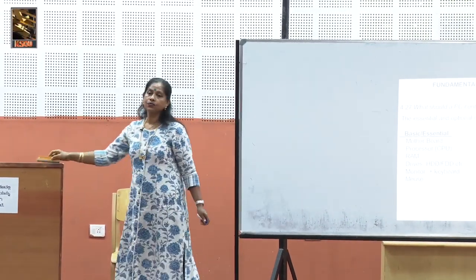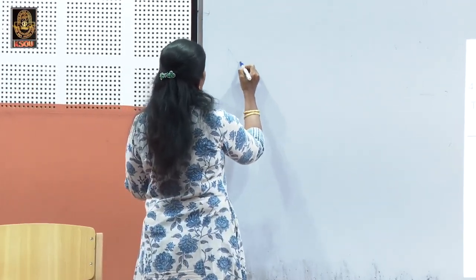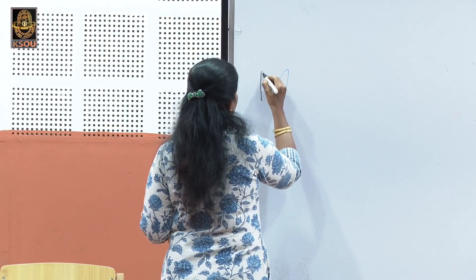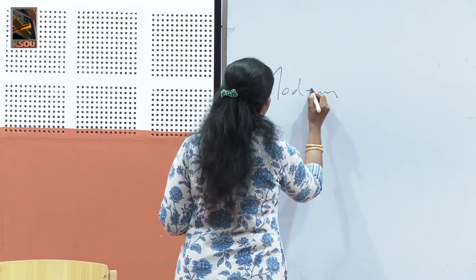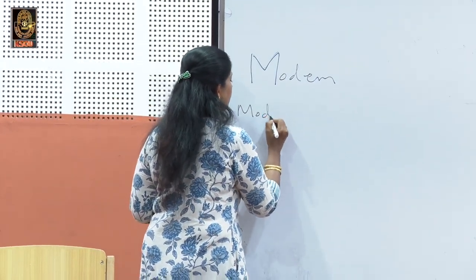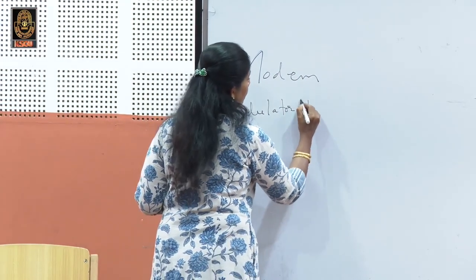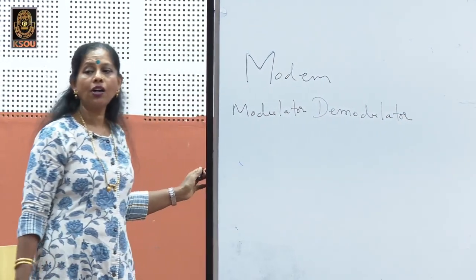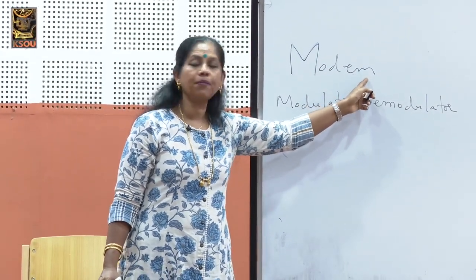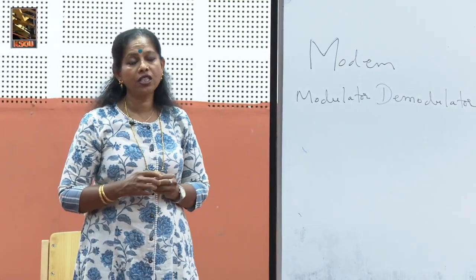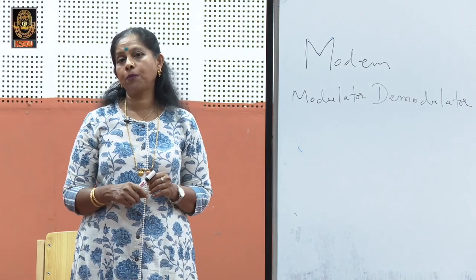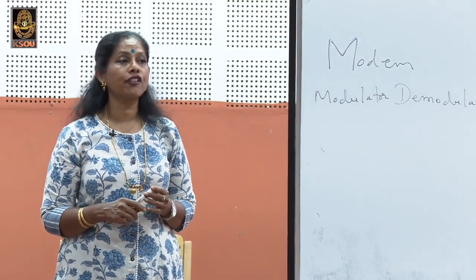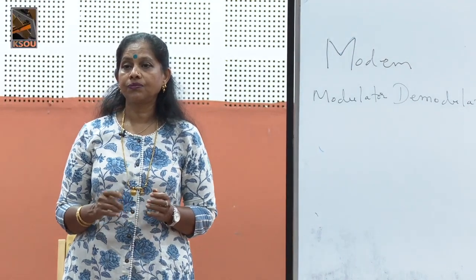Modem means modulator or demodulator. Mo is modulator, dem means demodulator. Why do we use this device? For internet purposes. If you want an internet connection to your computer, you should have a modem. What are the functions of a modem? What does it do?